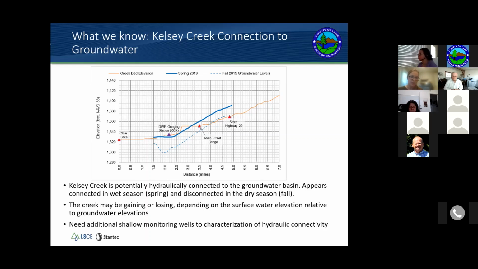As conditions change throughout the year or from year to year, the creek might be gaining or losing depending on the surface elevation relative to the groundwater. But this is one of those things where we need additional information from shallow monitoring wells in order to characterize just how closely these two, the stream bed and the aquifer, are connected. But we do want to mention that the stream bed material does play a part in it.